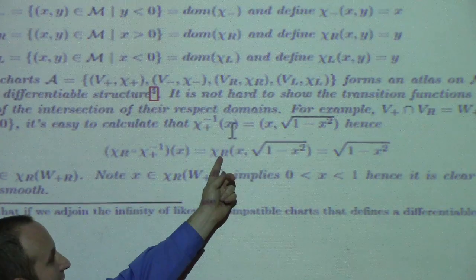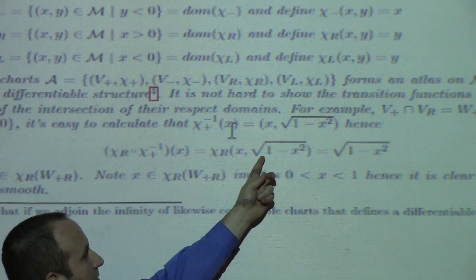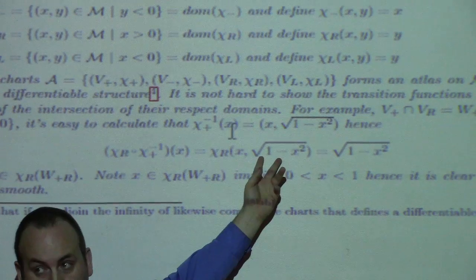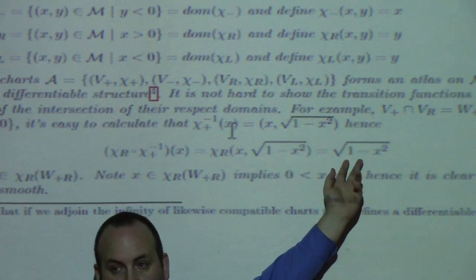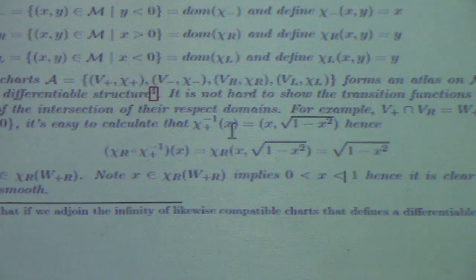And then the right map, what does it do? It just projects out the y component. And so that gives you this. And the question is, is that a smooth map? Well, that's not a smooth map when x is plus or minus 1, but those are exactly the points that are outside the consideration on the overlap.